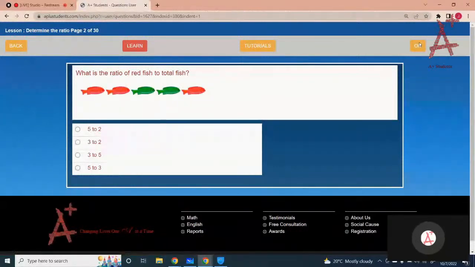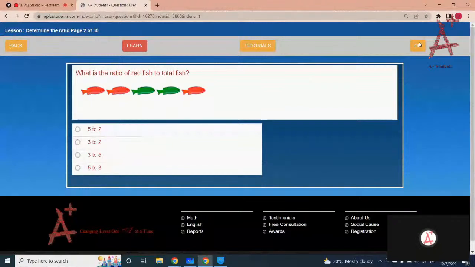What is the ratio of the red fish to the total fish? So do you know the answer? How many red fishes are there? Just 3 of them are red and the total are 5. So the ratio is 3 to 5. Got it?